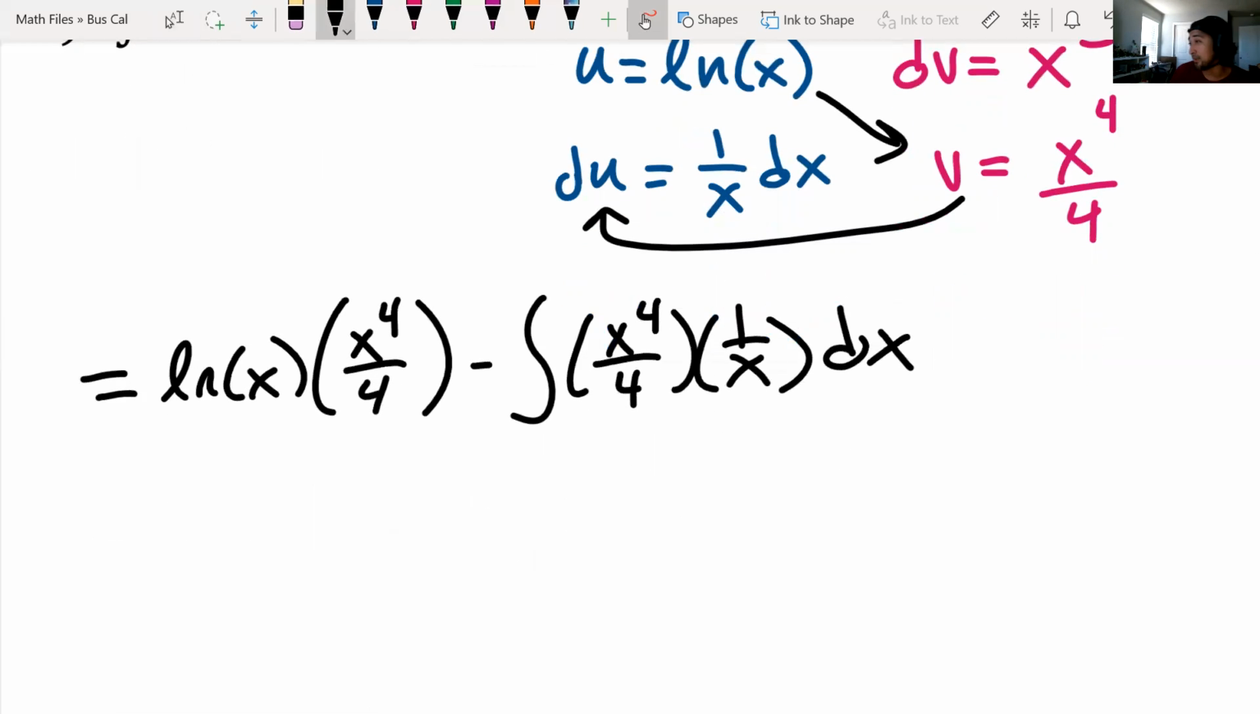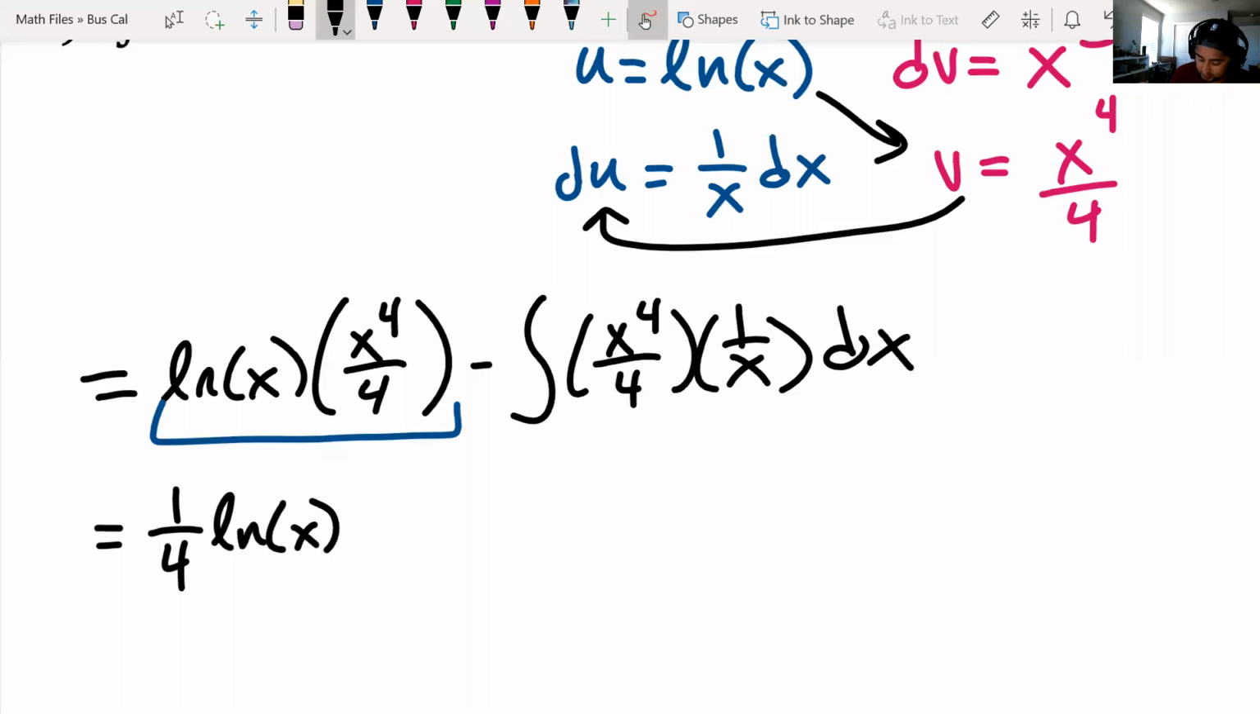Let's clean up. Let's make it look pretty. And on the first term, that is the natural log of x times x to the 4th over 4. What I'm going to do is move that fraction of 1/4 to the front. So you'll get 1/4 natural log x. Actually, I'm going to move 1/4 and the x to the 4th to the front. So I'm going to write 1/4 x to the 4th natural log x. There we go. There's our rewrite.